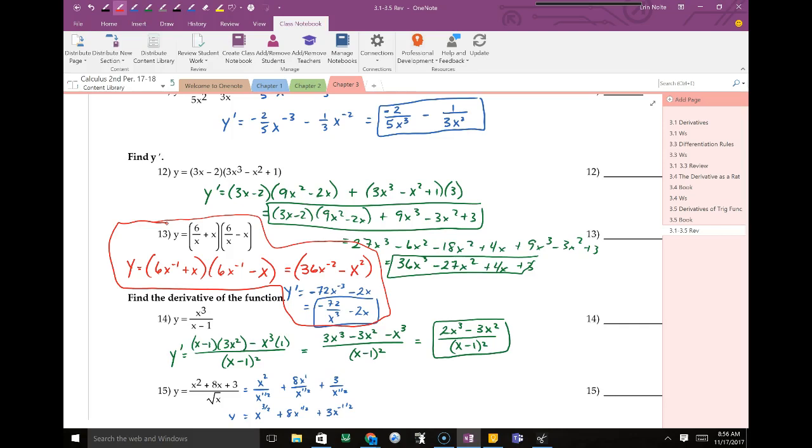You can do a product rule. You should get to the same place. This should simplify to negative 72 over x cubed minus 2x.